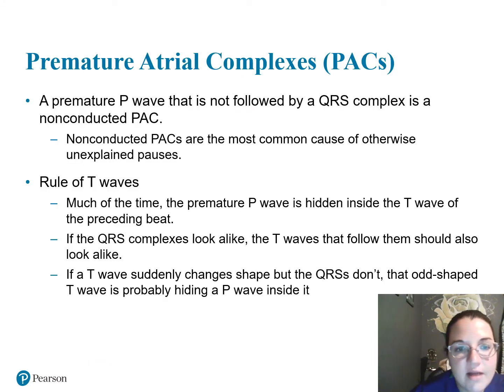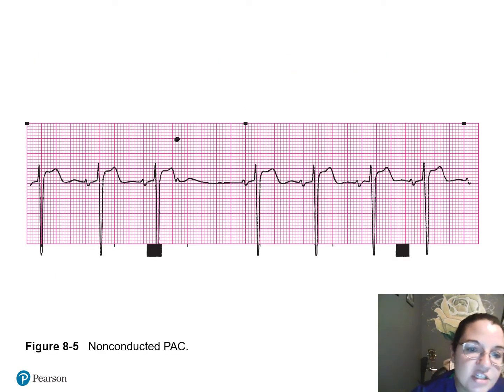A premature P wave that is not followed by a QRS complex is a non-conducted PAC, meaning it didn't get through. This is like your sinus block. Non-conducted PACs are the most common cause of otherwise unexplained pauses. The rule of T waves: much of the time, the premature P wave is hidden inside the T wave of the preceding beat. If the QRS complexes look alike, the T waves that follow them should also look alike. But if a T wave suddenly changes shape but the QRSs do not, that odd-shaped T wave is probably hiding a P wave. The P wave is buried in your T wave. This is your non-conducted PAC.